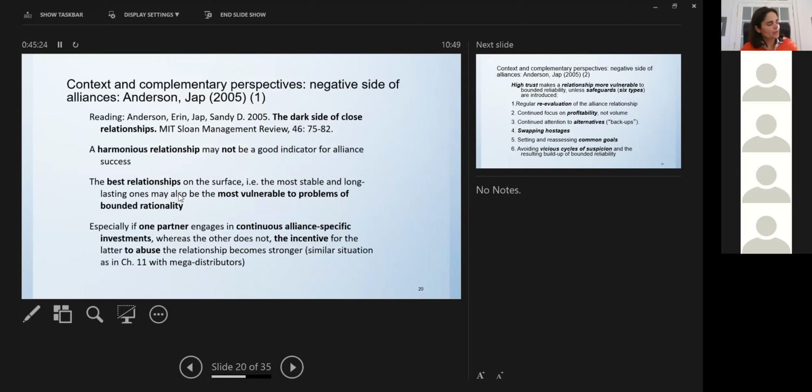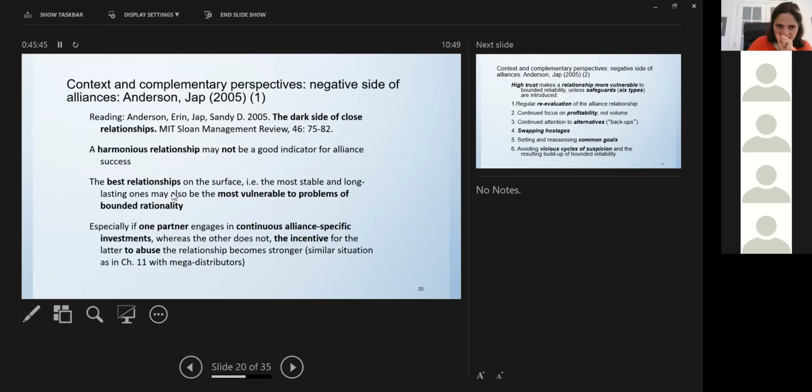Now, there are, of course, some other articles. So this is all based on a lot of literature by Hamel and Prahalad. There are some other interesting insights. And one is the article by Anderson and Jap. And this is more pessimistic about the dark side of close relationships.